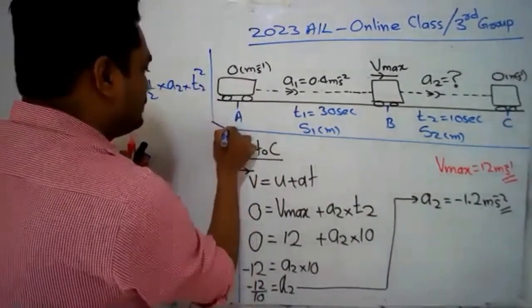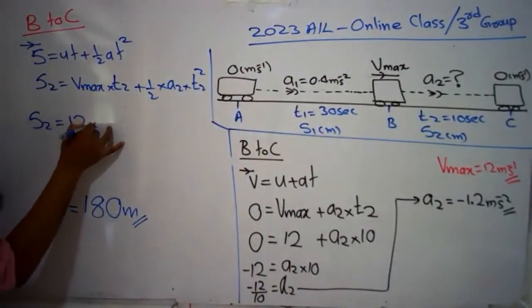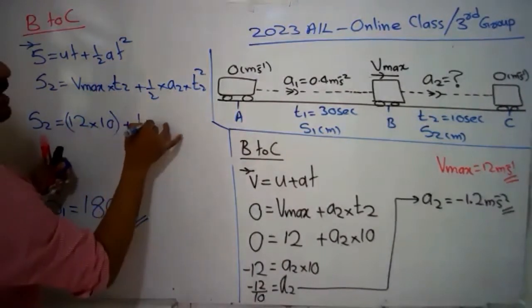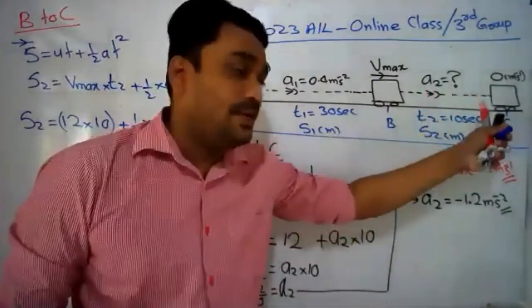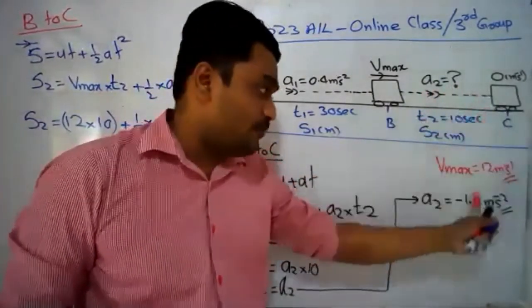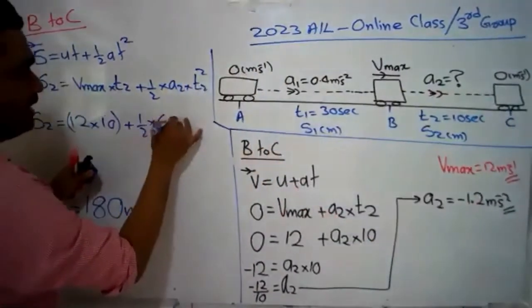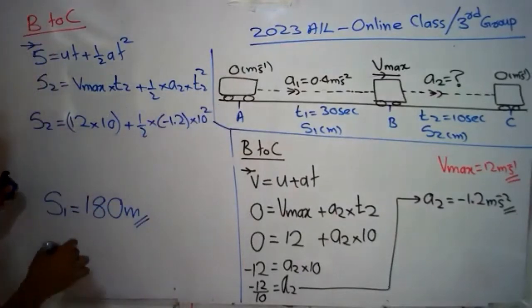Then S2 equals, we have found Vmax as 12, time taken is given as 10, plus half acceleration. A2 is not an acceleration. B to C it's a deceleration. Therefore, A2 is a minus something. So it is minus 1.2, the time 10, and we have to get the square.